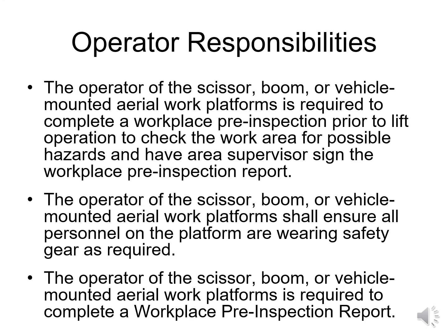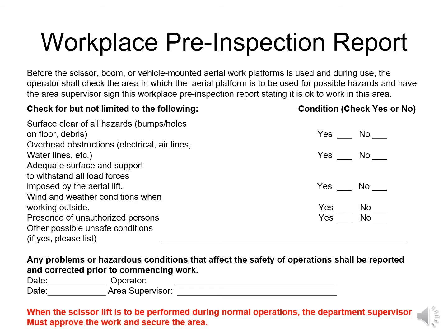Operator responsibilities. The operator of the scissor, boom, or vehicle-mounted aerial work platforms is required to complete a workplace pre-inspection prior to lift operation to check the work area for possible hazards and have the area supervisor sign the workplace pre-inspection report. The operator shall ensure all personnel on the platform are wearing safety gear as required. The operator is required to complete a workplace pre-inspection report.